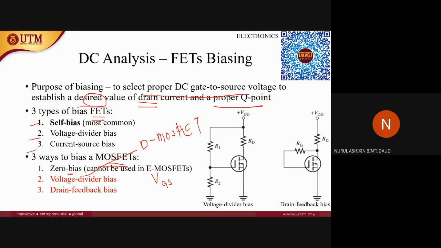So the bias that can be used for e-MOSFET is only these two here, voltage divider bias and drain feedback bias. But for your exam, we will focus more on voltage divider bias. There are also a few examples for drain feedback bias, but drain feedback bias will not come in your exam. Okay.